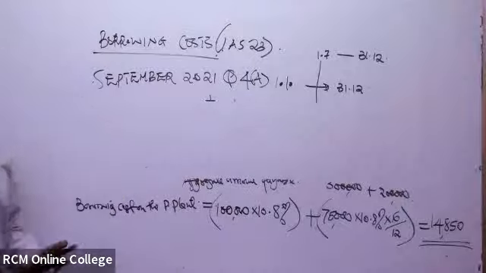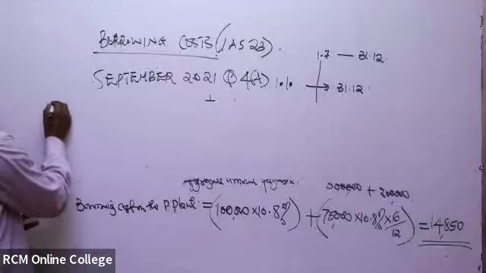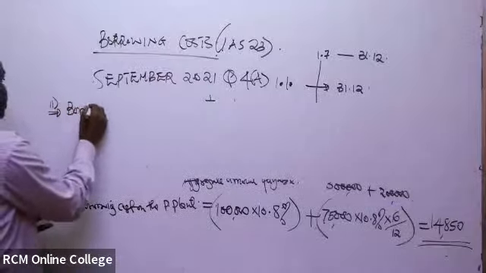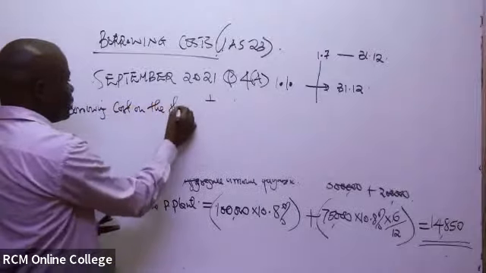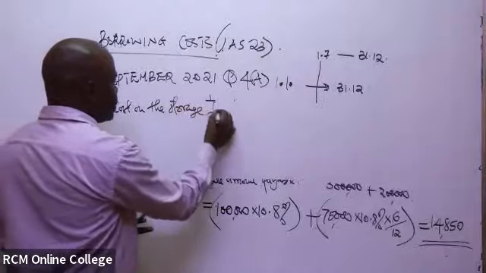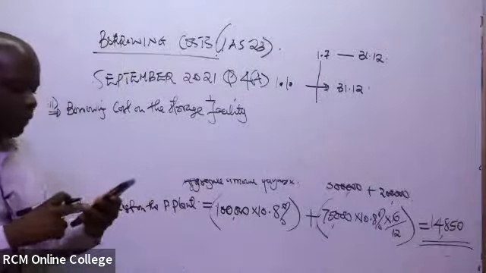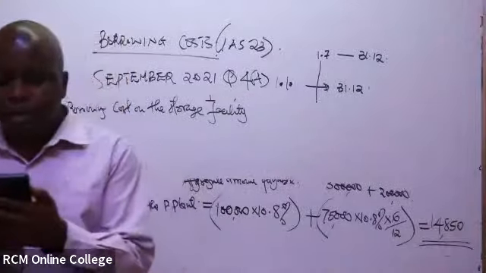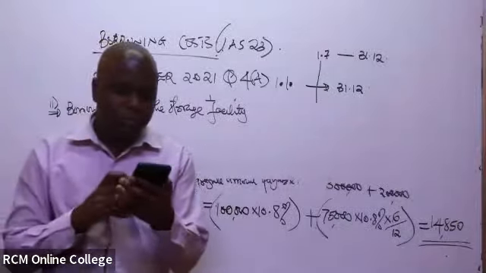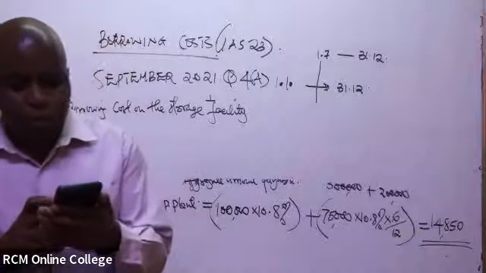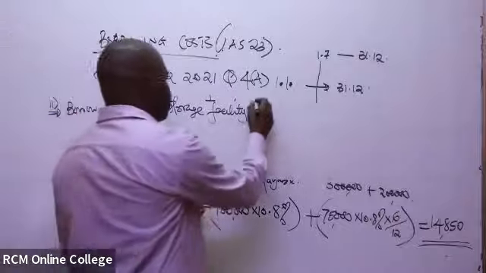Now in this case, you can look at the borrowing costs on the storage facility. The second part here is the borrowing costs on the storage facility. For the storage facility, you're told the 6% debenture was used to finance the construction of a new storage facility. The construction commenced on 1st of January, but no construction took place between 1st of March to 31st of May. So there was a period of inactivity.